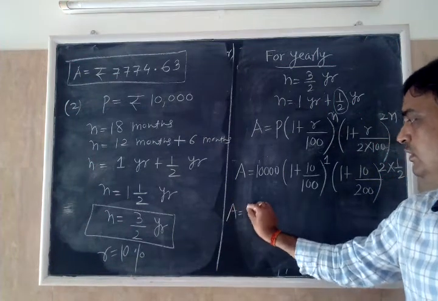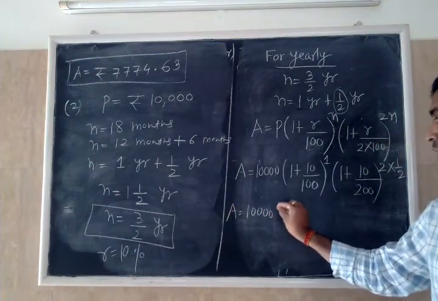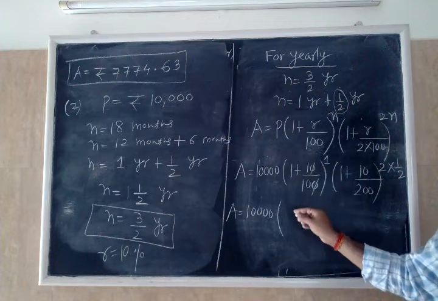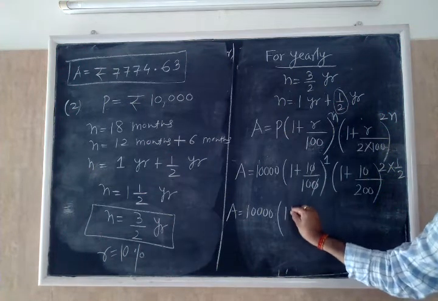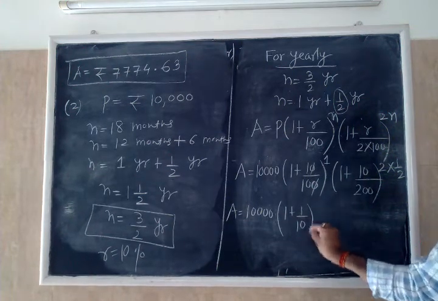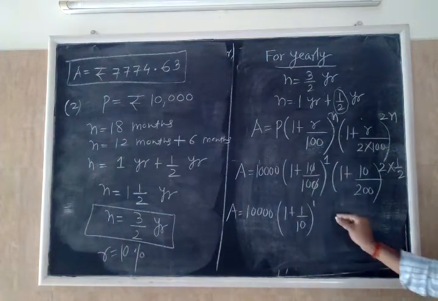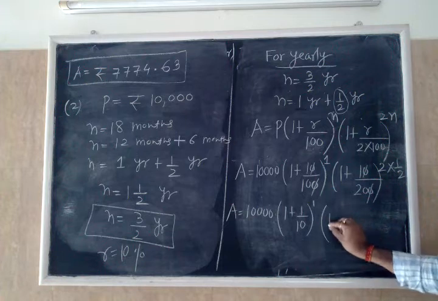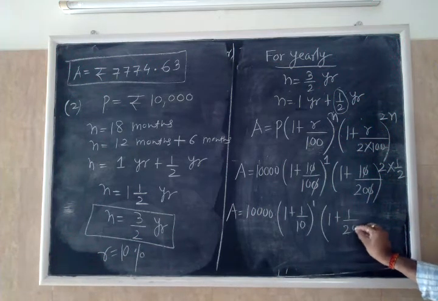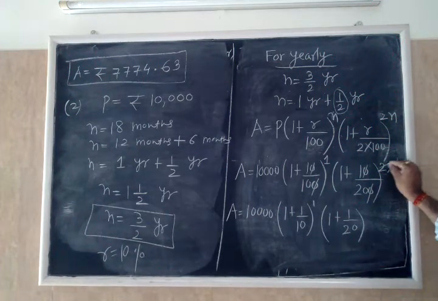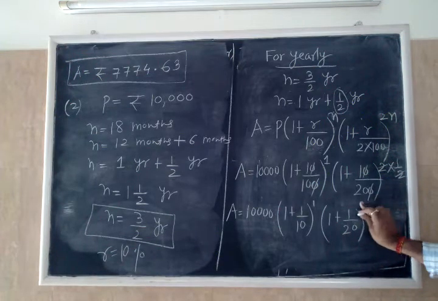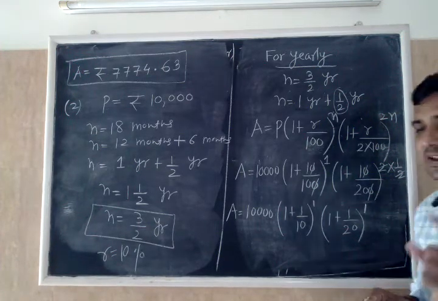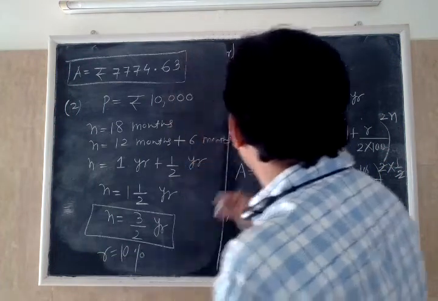So A is equal to 10,000 into 1 plus 1 upon 10 raised to 1, into 1 plus 1 upon 20 raised to 1. The 0s get cancelled, the 2 gets cancelled. Okay, raised to 1. So this is type 3.